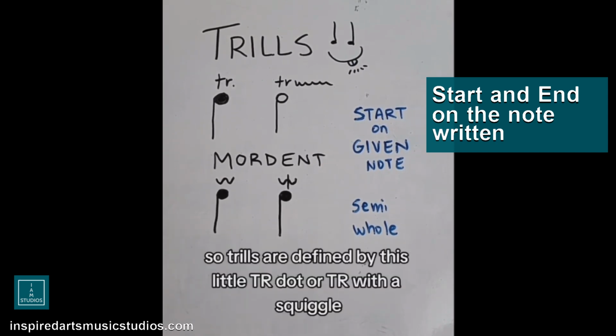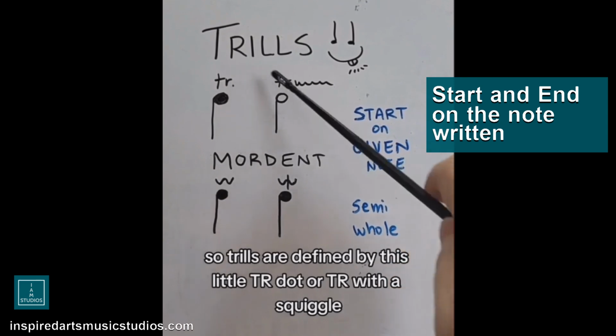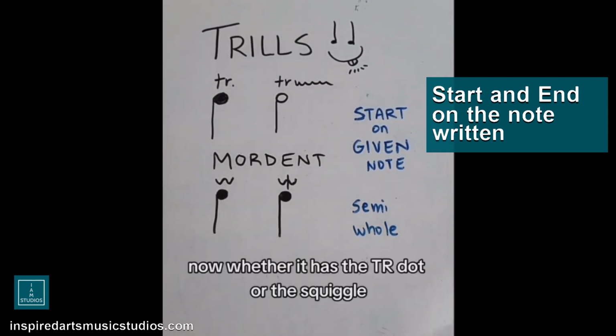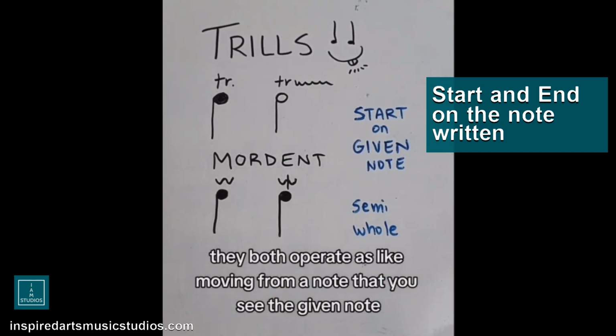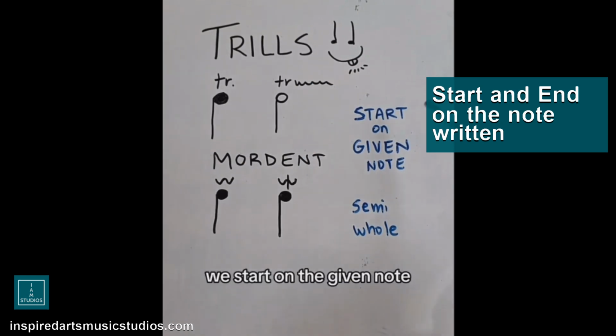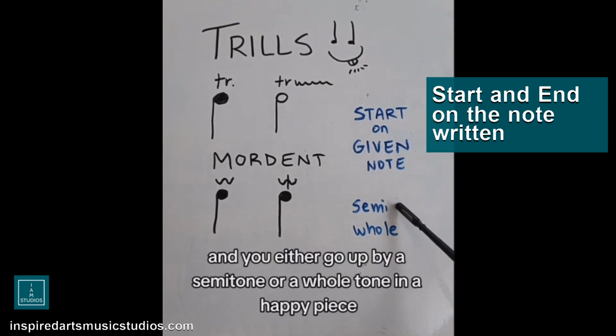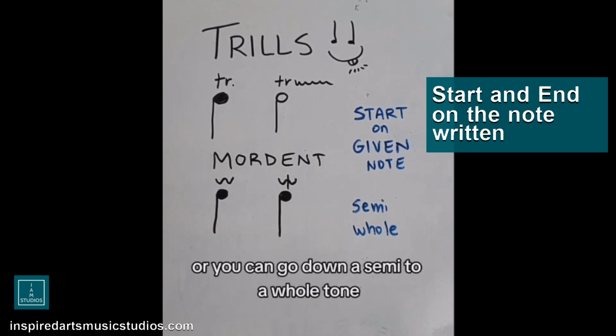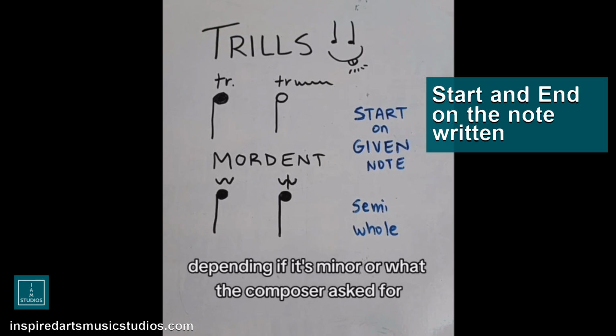So trills are defined by this little TR dot, or TR with a squiggle behind it. Whether it has the TR dot or the squiggle, they both operate as moving from a note that you see, the given note. We start on the given note, and you either go up by a semitone or a whole tone in a happy piece, something that's in major, or you can go down a semitone or a whole tone depending if it's minor or what the composer asked for.